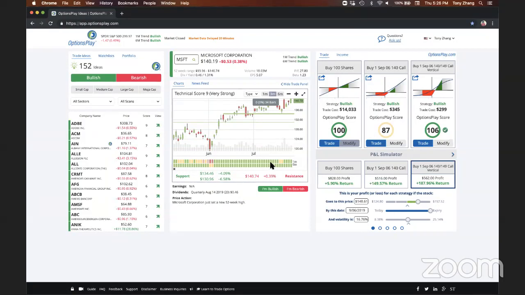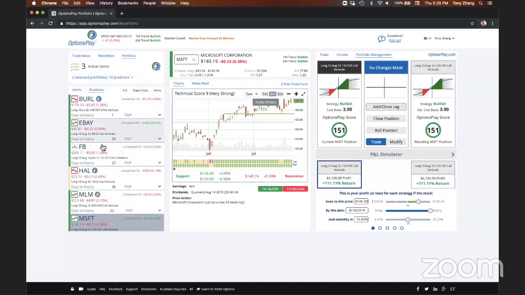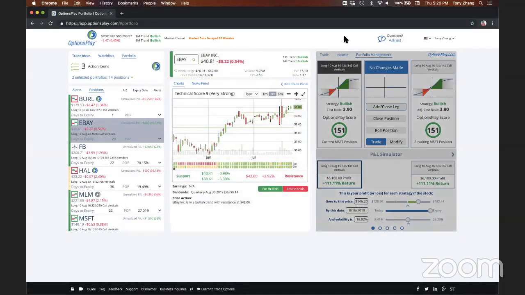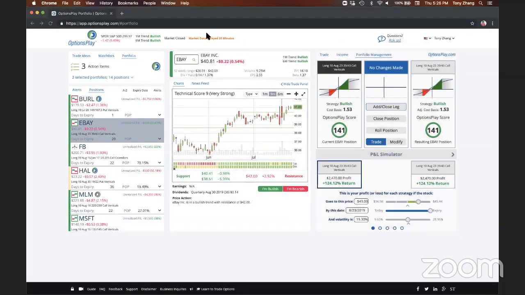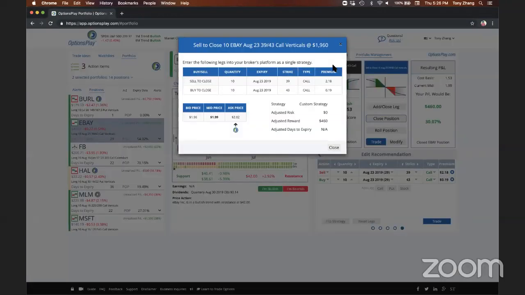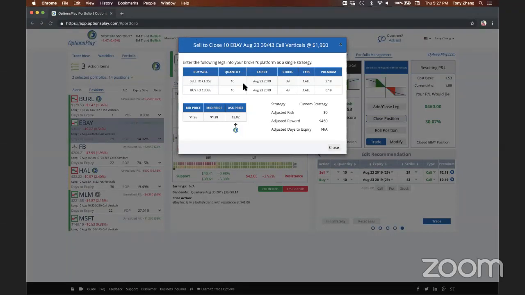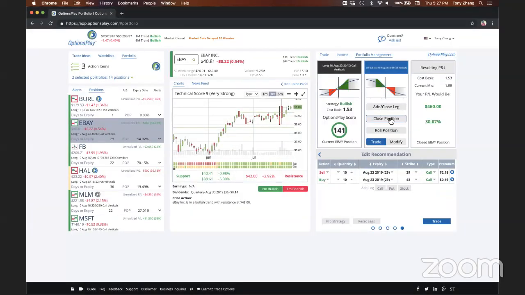How to close out a vertical debit spread? Great question. If you look at any position on our positions tab, let's say you're looking at the eBay trade and you want to close it out, you can click on close position. When you hit the trade button, we will also present to you exactly how to close out that position. So these are the orders that you would enter to close out a position. And you can always click on position management, close position.